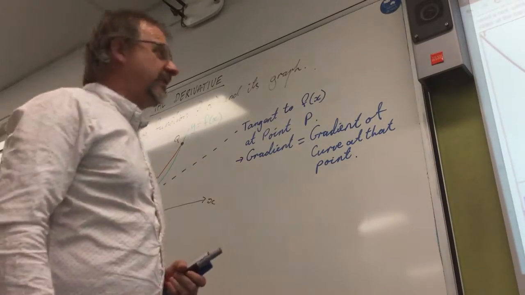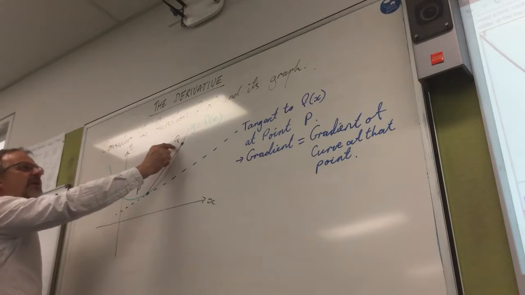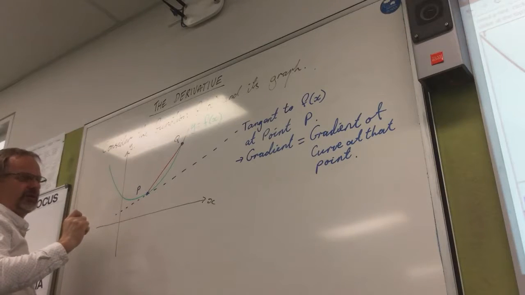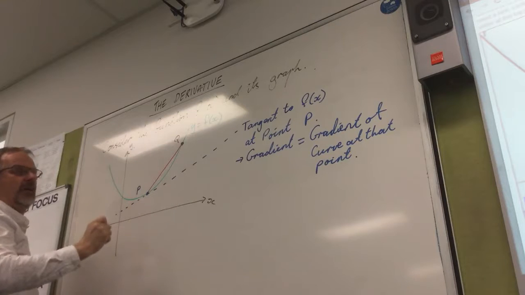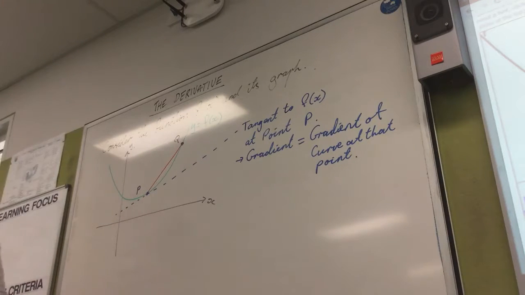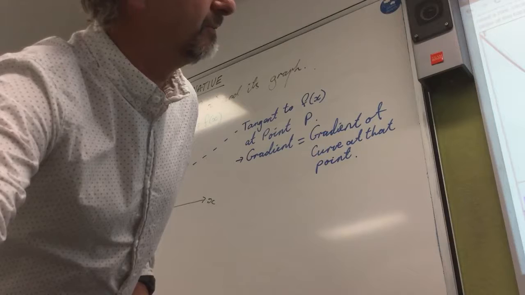So what we can do is, because we can calculate the gradient between P and Q without too much difficulty, we can use that to help us find out what the gradient of this tangent is. And so that's what the derivative is about. All right, so how do we do that?